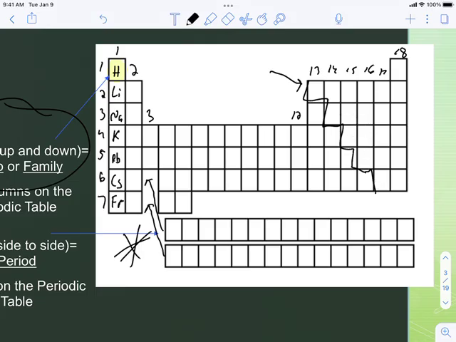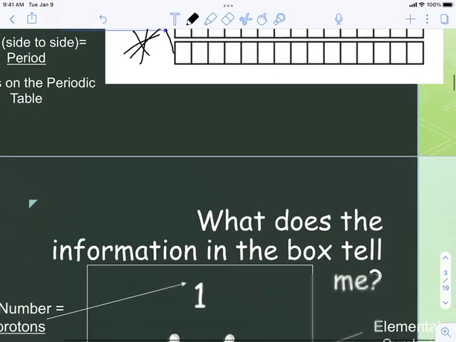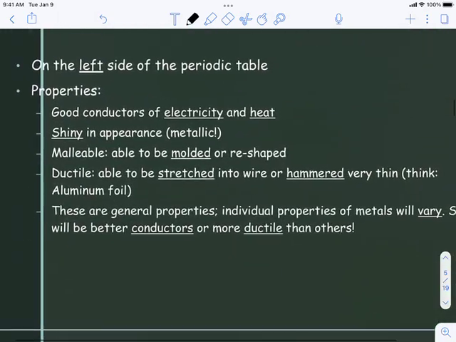The metals are on the left side. So anything to the left of that are metals. You can see that most of the periodic table are metals. Hydrogen is an exception. Hydrogen is a nonmetal. It just fits in group 1 better because of what's called its valence electrons, but that's for another day. So metals are on the left side.